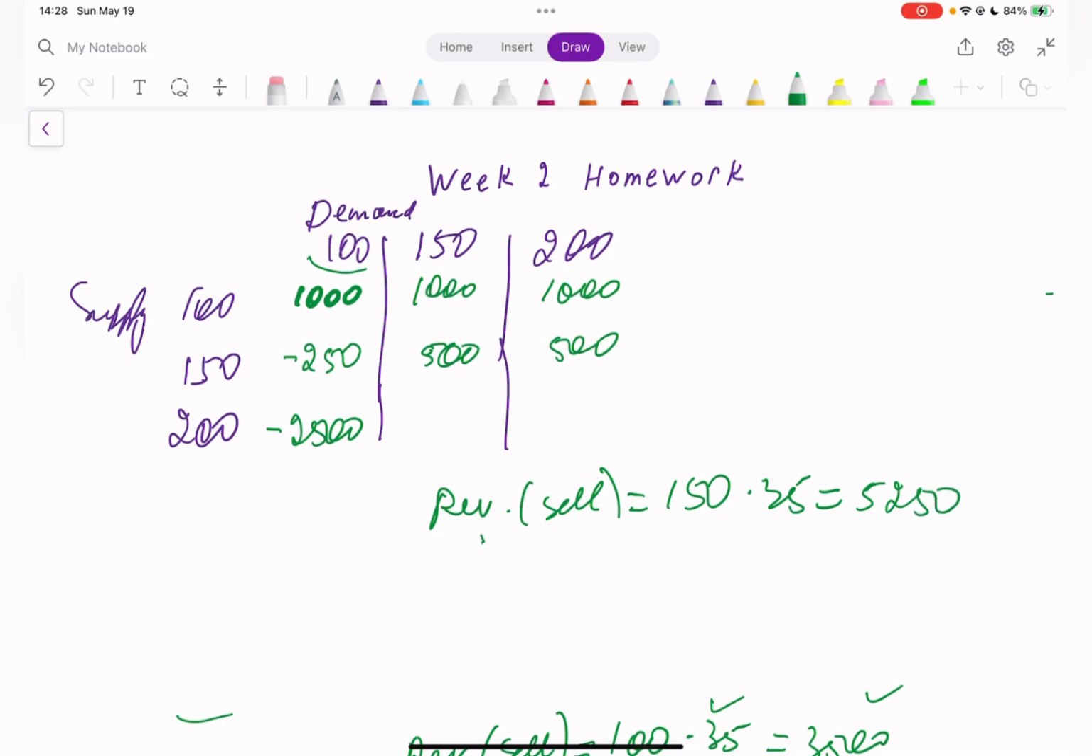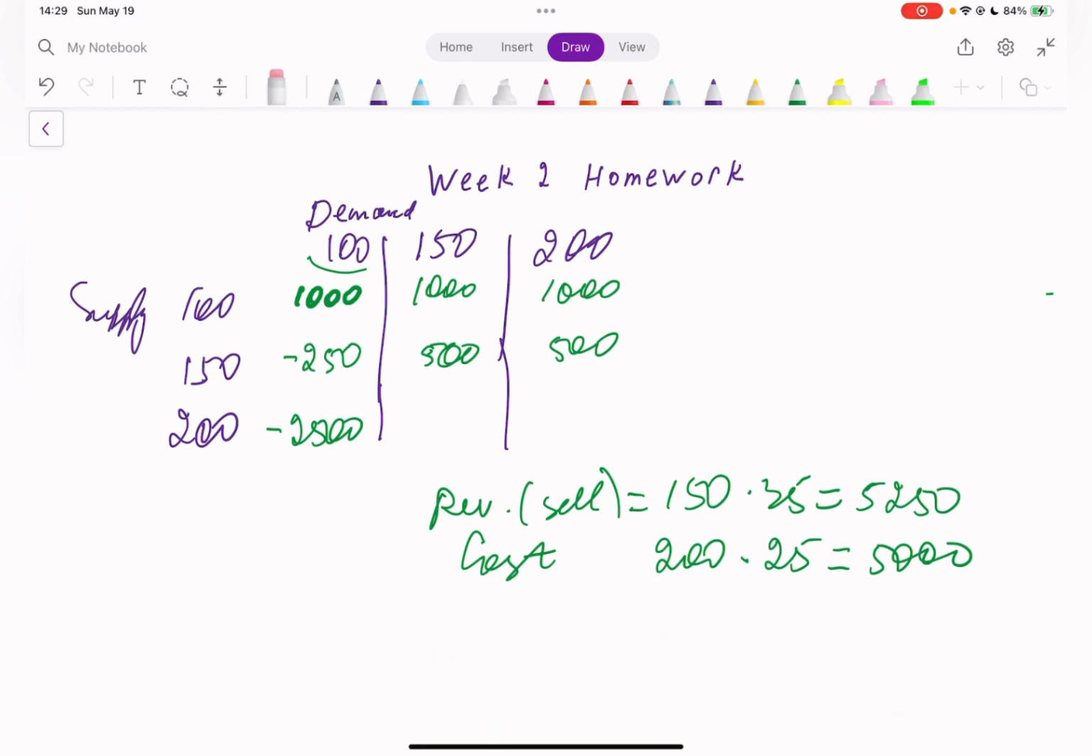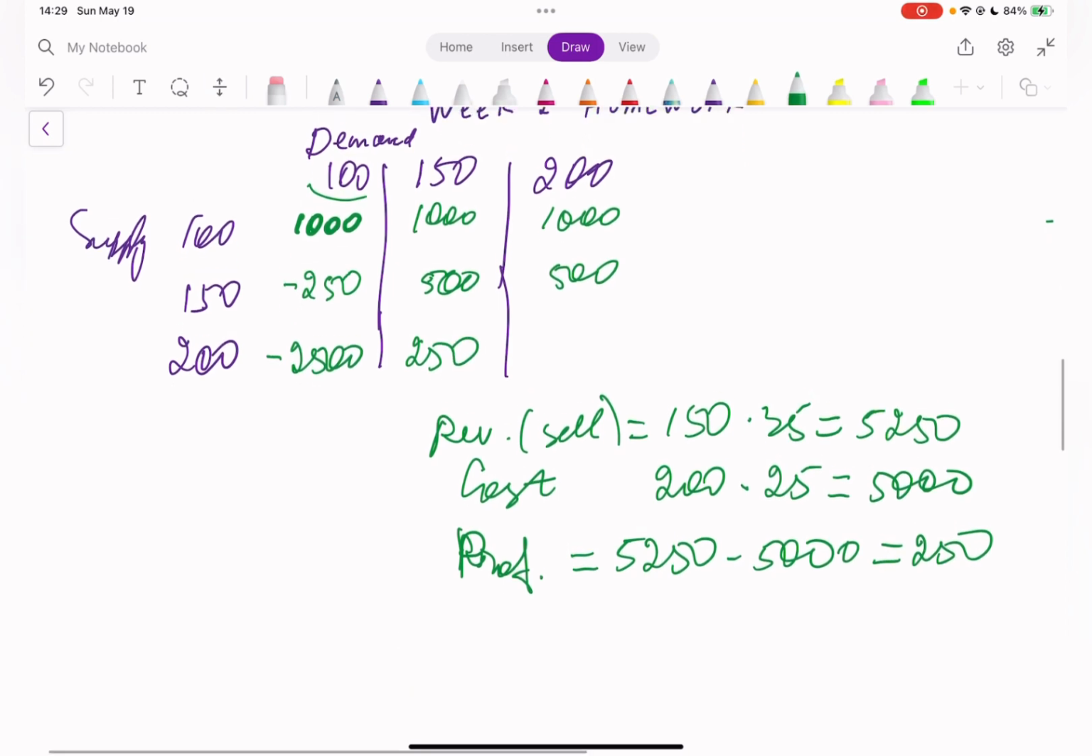Now cost, we have 200 times 25. Oh, so we are getting into positive. Very good. So from here, profit is equal to 5,250 minus 5,000, and I'm getting $250 profit. And lastly, 200 right here.